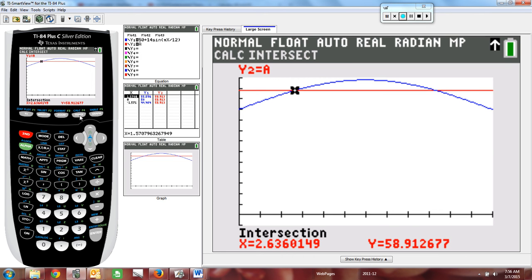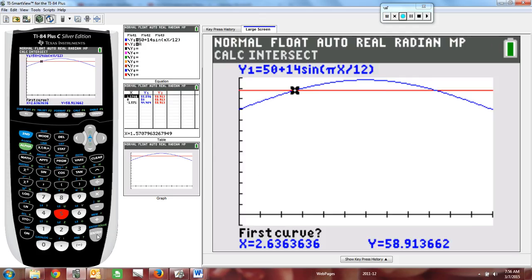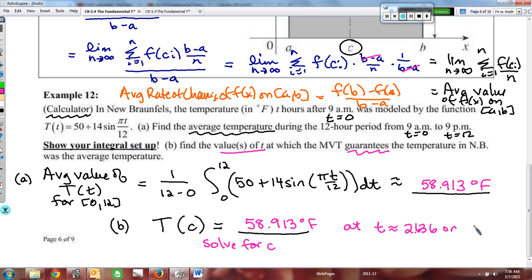So second calc, intersect, first curve, second curve, and then this time my guess, I'm going to put it over here at 8. And it'll find that one, my intersection, 9.363. All right, so that's why it says find the value(s). It actually happens at two times. We're guaranteed at least one place where we have the average temperature, but we found two in this case.